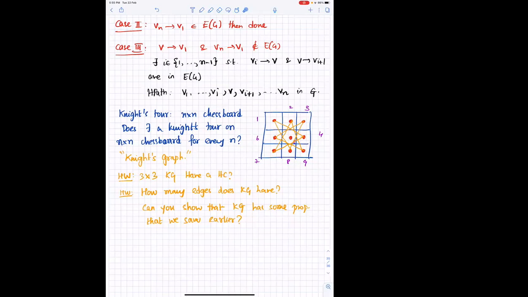I mean, not degree 0. You can never visit this vertex, right? There are no edges incident on it. So 3 cross 3 is not true. What can you say about 4 cross 4? Oh, okay, so this is the answer.